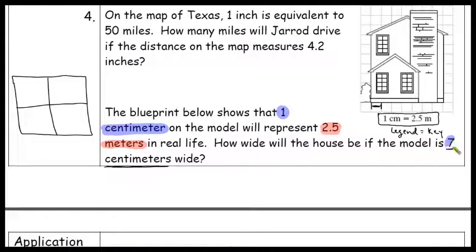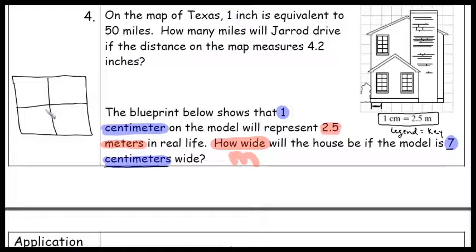So centimeters are in blue. And when it says how wide, that's talking in real life, right? That's talking in meters. So I'm going to call that M, or you can call it W for width. If it says how wide, it's up to you. It doesn't really matter what letter you use, as long as you label your proportion correctly, your proportion box.